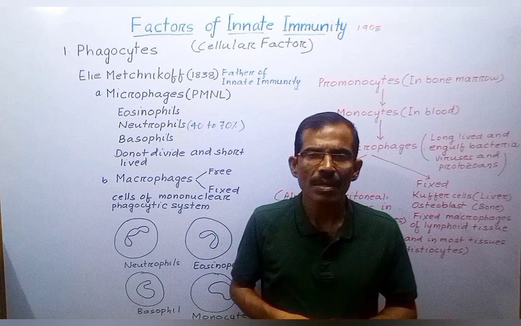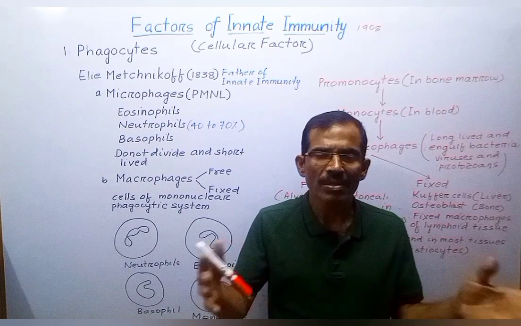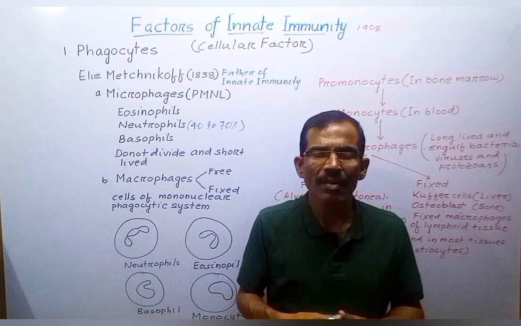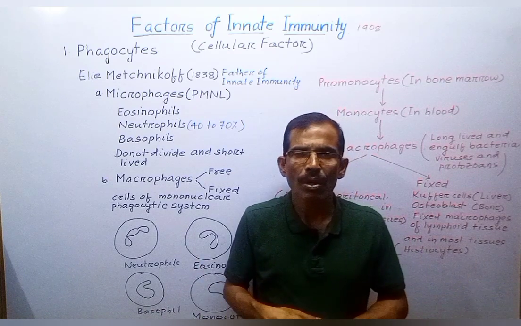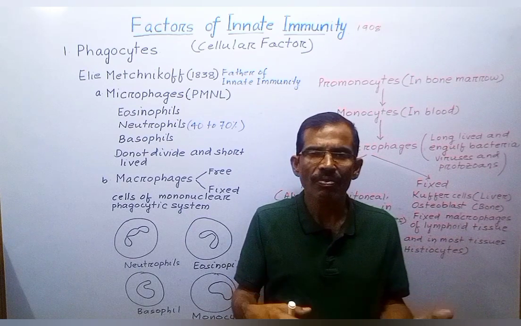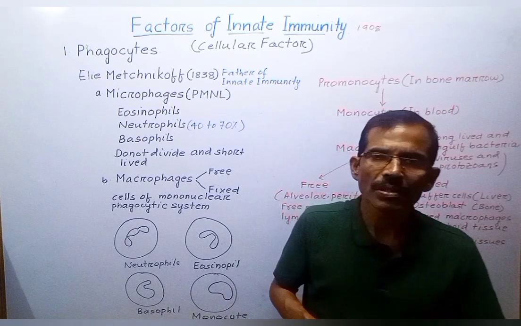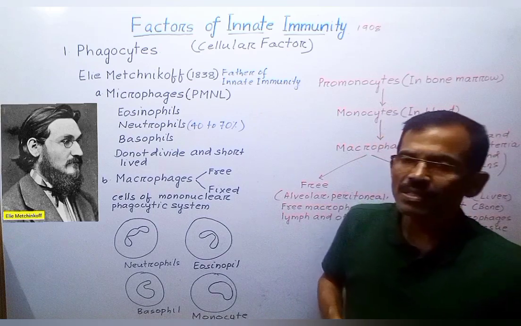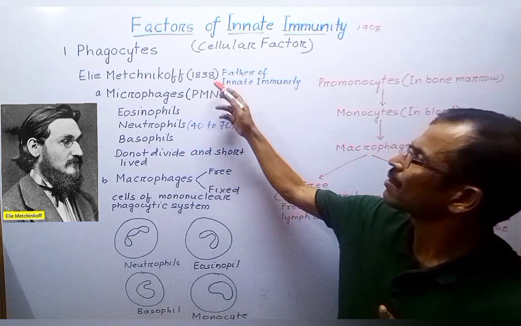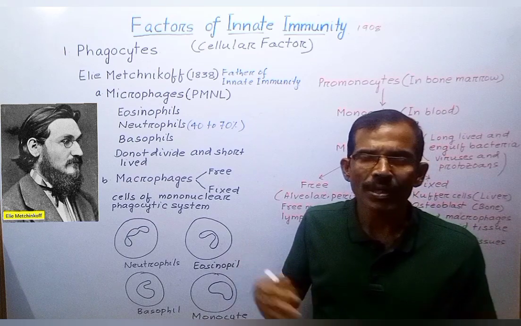First, we shall discuss phagocytes. Phagocytes are specialized white blood cells which are capable of engulfing and digesting foreign substances, including pathogens. The process by which these blood cells engulf and digest foreign substances is called phagocytosis. Phagocytosis was discovered by Russian zoologist E. Metchnikoff in 1838. He is known as the father of innate immunity.